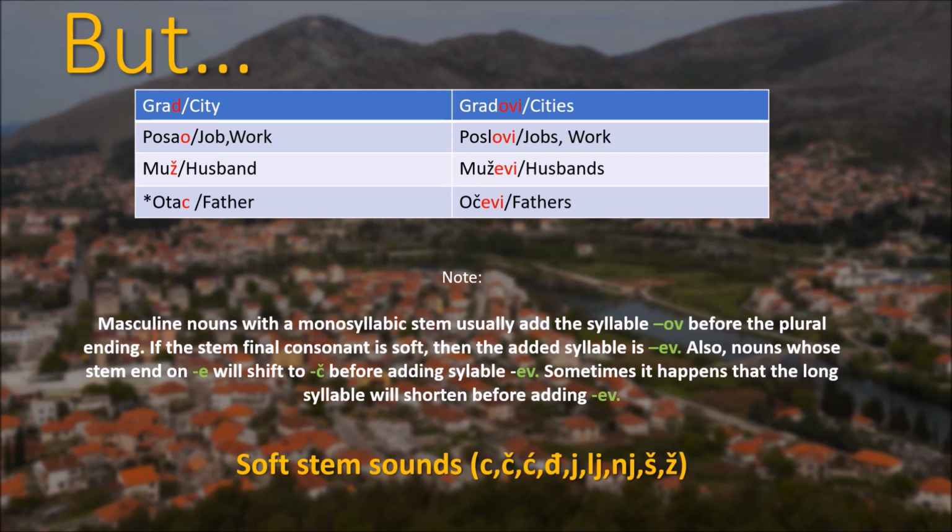So keep in mind the nouns that end on these sounds: c, č, ć, j, lj, nj, š, and ž will have an evi ending in the plural. If you look at muž, husband, it will become muževi. That's because it ends on the ž sound. So a lot of other ones, if they end on j or lj or nj or any of those sounds, will have the same ending in plural.